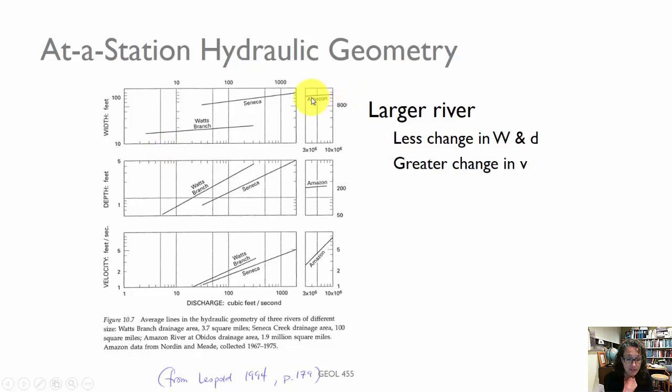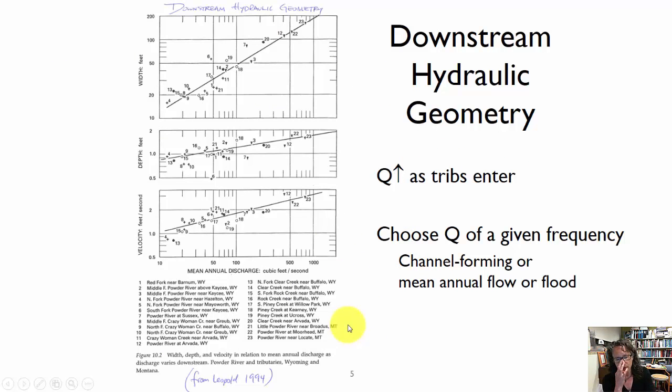The Amazon, of course, is really big. It's at the Obidos station, 1.9 million square miles. And so you can see the depth and the width are a little flatter for the Amazon, but velocity is actually pretty steep. All right. So those are the at-a-station hydraulic geometry equations.